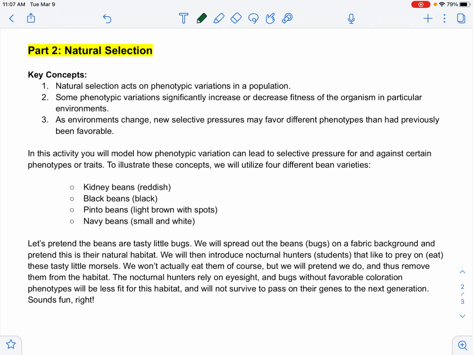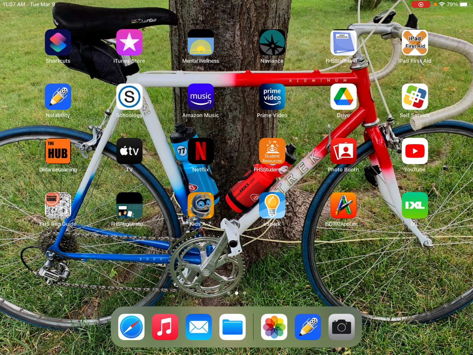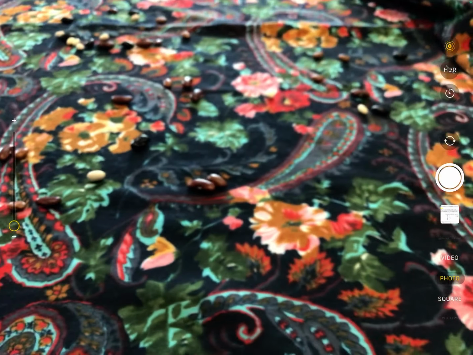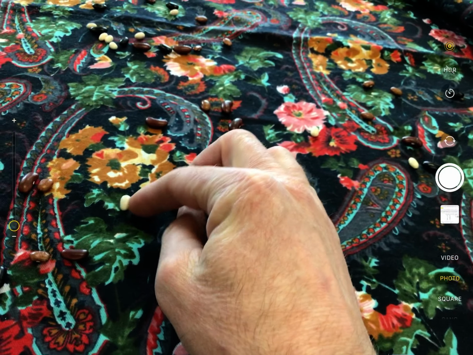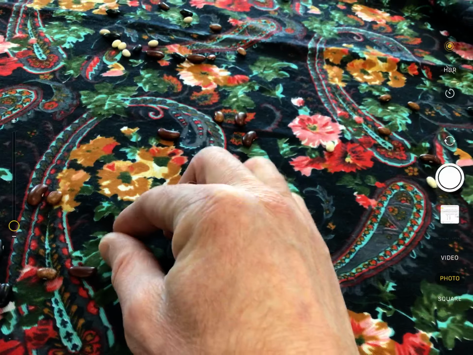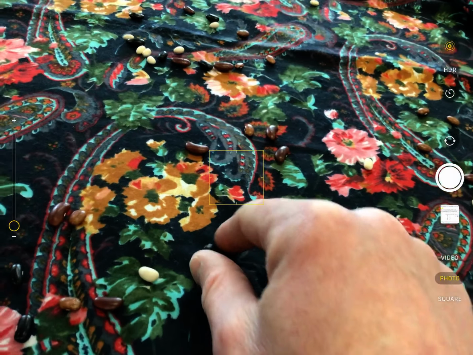Okay, so here's the last video component that I'm going to have. We'll go through the write-up for Part 2, Natural Selection. Remember for this activity, we had these cloths and then these different variations in bean color. So we had navy beans, or these smaller white ones, kidney beans, pinto beans, and then black beans.